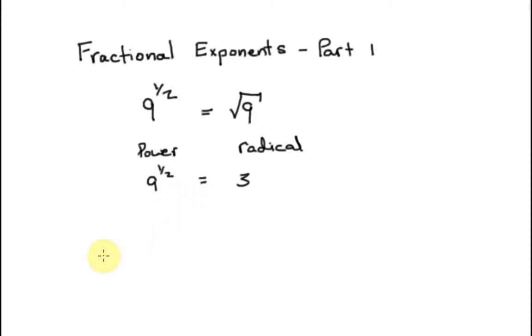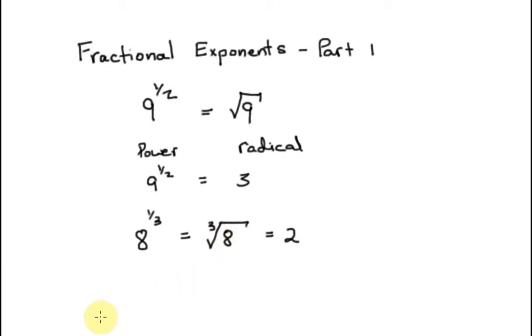So what does that mean if we had something like 8 to the 1/3? What does that actually mean? This is written as a power. If I write it as a radical, the 3 on the bottom tells me it is a cube root, not a square root. So this is equivalent to the cube root of 8. And I happen to know that the answer to that is 2, because 2 times 2 times 2 equals 8.